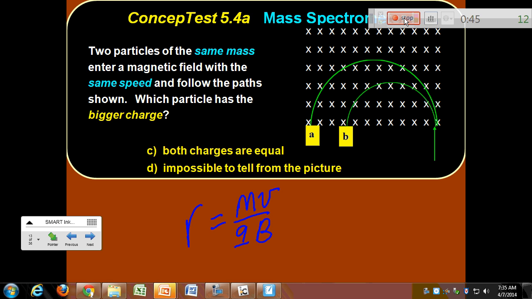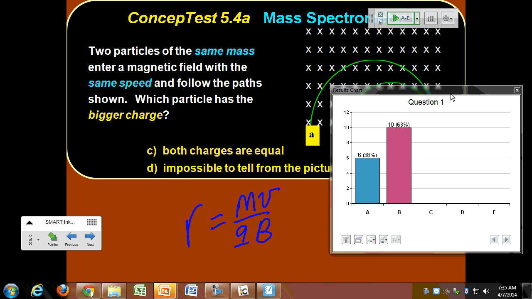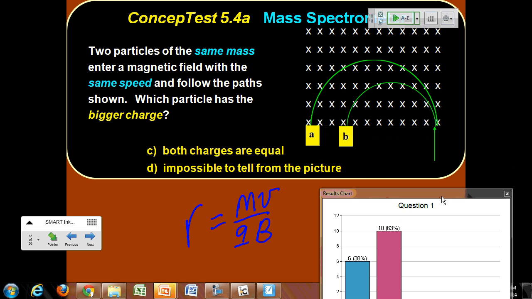About 10 more seconds. Stop. Let's see. So pretty split between A and B, but if we want one that has a big charge, if q is big, that means R is small. So B is the right answer here.